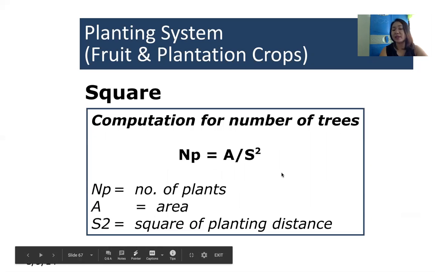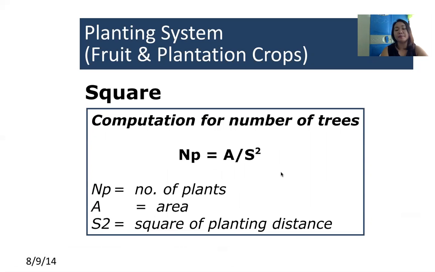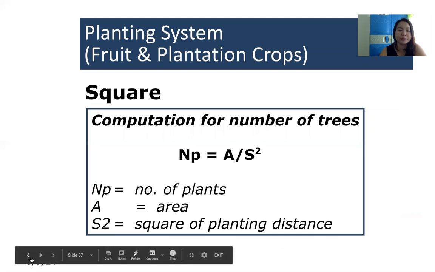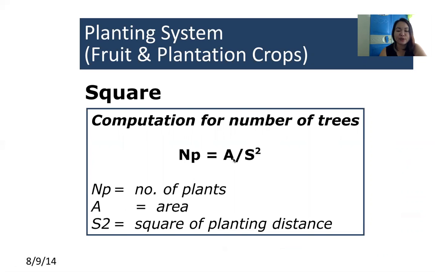So we can actually compute how many trees or seedlings we need to plant in a hectare. The formula is: the number of plants is equal to the area over the planting distance in square meter. For example, if you have an area of 10,000 square meter, that's 1 hectare.